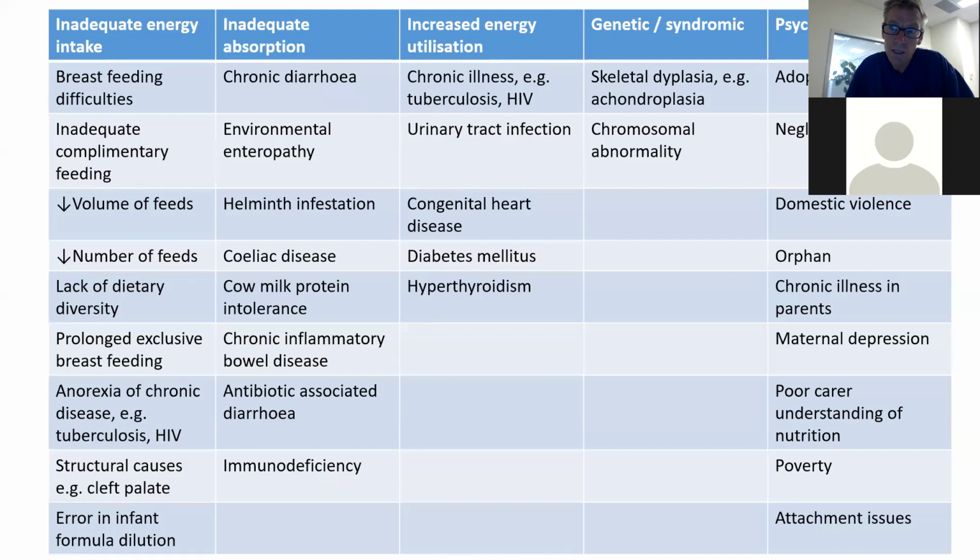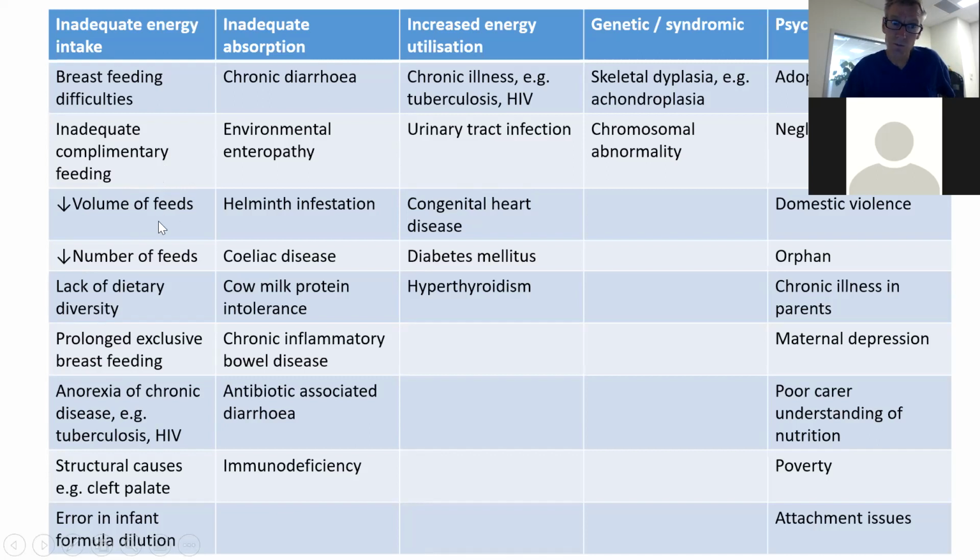We know that if mothers have an adequate breast milk supply and the baby's sucking well, then that will be sufficient nutrition for the first 6 months of life. But beyond that, it's not sufficient nutrition, and the babies need complementary feeding. And one of the biggest problems, I think, in undernutrition in PNG and the Pacific is inadequate complementary feeding.